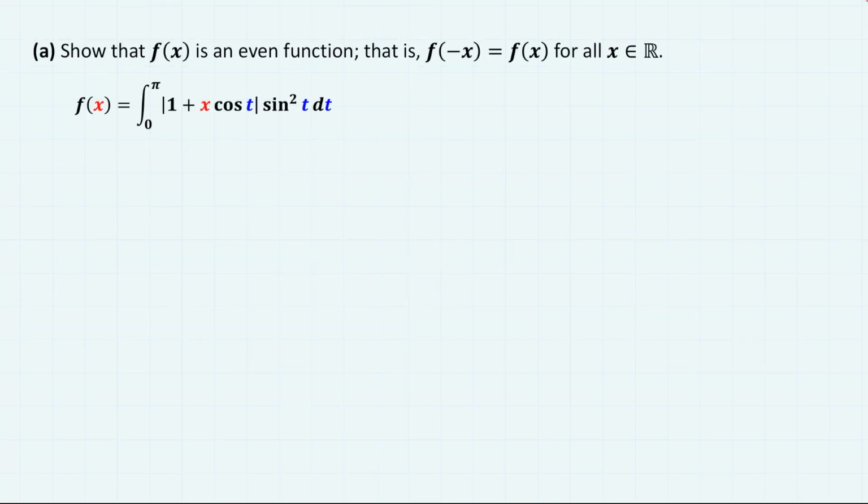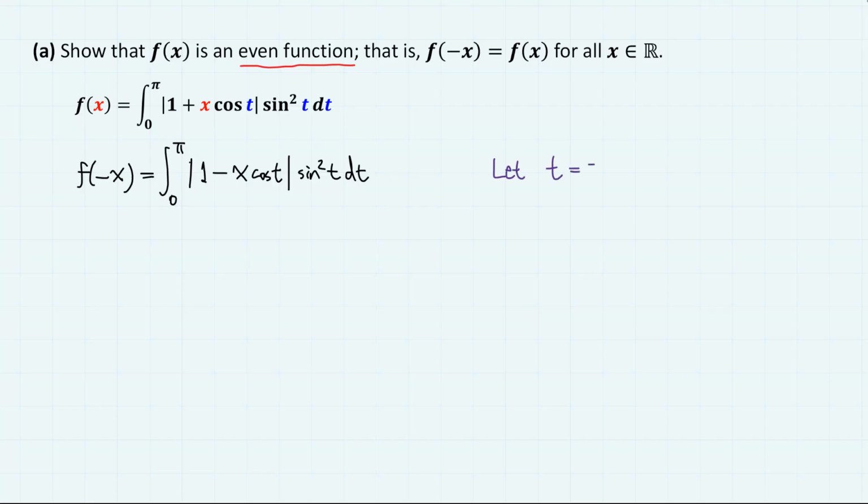First, showing that f of x is an even function. Here we investigate f of minus x, which is an integral of the absolute value of 1 minus x cosine t, sine squared t, dt from 0 to pi. In order to find the relation between this function and the original function f of x, we use the substitution t equals pi minus u.